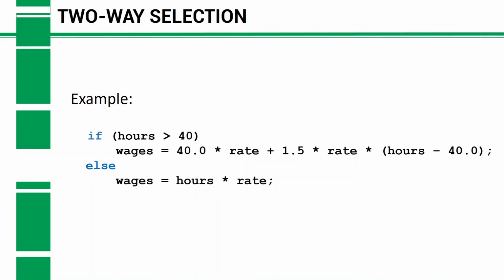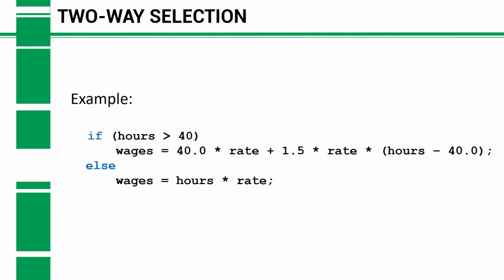We have this example. This is the if-else statement of the problem that we have read in the previous slide. So if hours is greater than 40, so wages will be equal to 40 times rate plus 1.5 times rate times hours minus 40. Else, wages will be equal to hours times rate. Okay? So the first formula will be used if hours will be greater than 40. Otherwise, this will be the formula to be used.